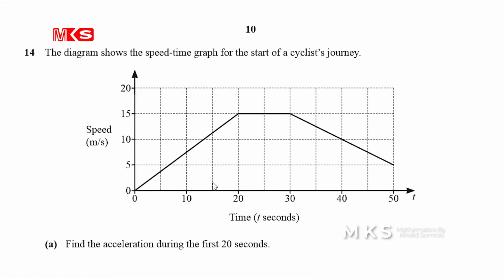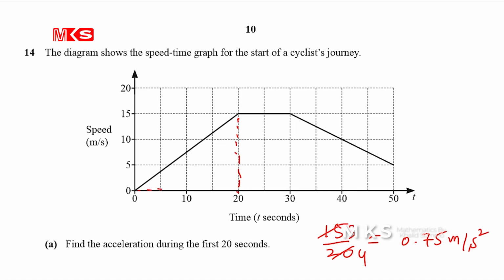Question number 14. The diagram shows a speed-time graph for the start of a cyclist's journey. Find the acceleration during the first 20 seconds. Acceleration is rise over run. So here you can see rise is 15 over 20, which is 0.75 meters per second squared. Because rise is 15, rise over run.